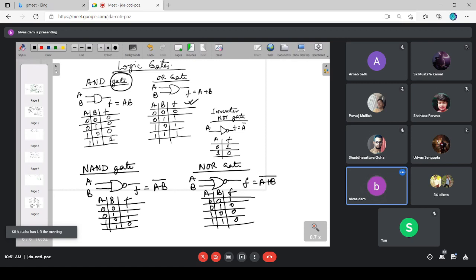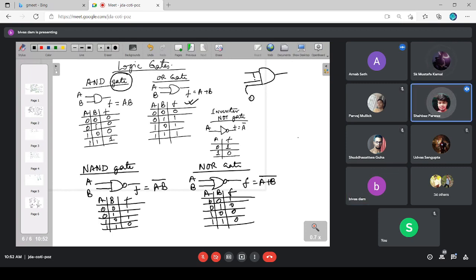Now, in case there will be many inputs. In case this input is made 0, does the output depend on the other inputs? No, sir, it will be 0. But in case this is 1, do the other inputs control the output? Yes, sir.